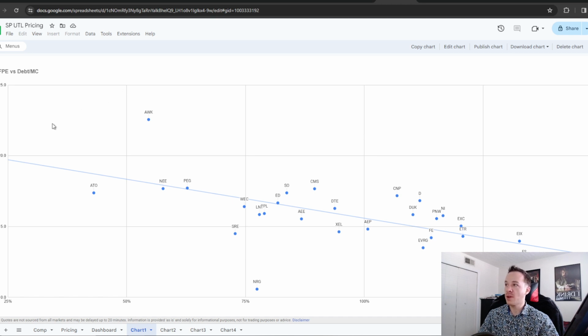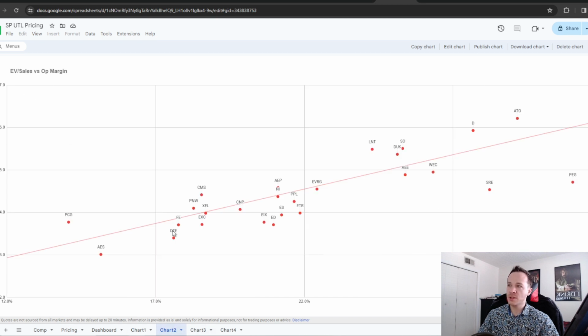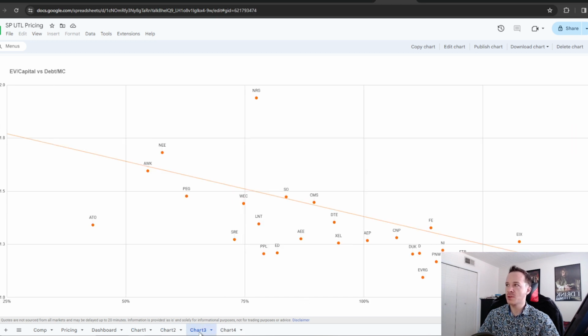So if we see debt to market cap as a ratio going up, we would expect them to trade at a lower multiple. So it is one of the few fundamental metric cases where you would expect to see a negative correlation instead of a positive correlation. Then we have EV to sales versus operating margin, nice relationship there as well. EV to capital versus debt to market cap, likewise, we can see a negative relationship.